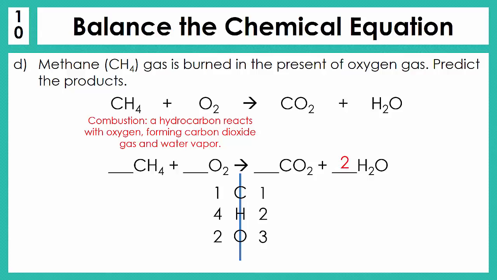So I'm going to start by fixing my hydrogen. If I put a 2 in front of H2O, that's going to give me 4 hydrogens, so now that's balanced. And now I've got 2 oxygens with water, plus the 2 from carbon dioxide, so now I have 4 oxygens. So to resolve that, I just put a 2 in front of the O2, and that gives me 4 on each side.